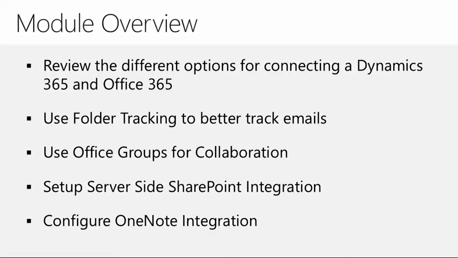So in this module, we want to look at what are some of the different options that you have in regards to connecting to an Office 365 subscription. What are some of the capabilities you have around email? What are some of the capabilities you have around just user collaboration as a whole? So we'll talk a little bit about using tracking folders to be able to track emails and automatically associate emails with Dynamics 365 records. We'll talk a little bit about how you set up and configure Office groups for collaboration.